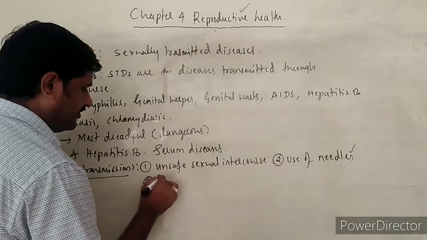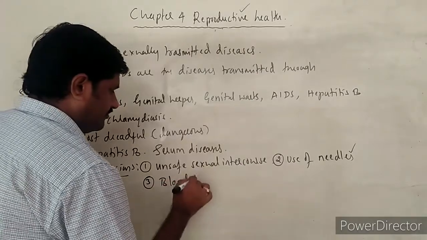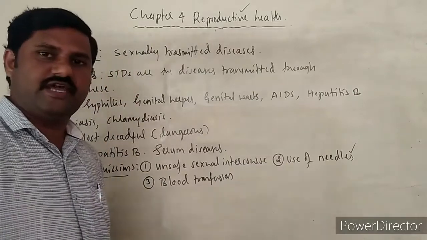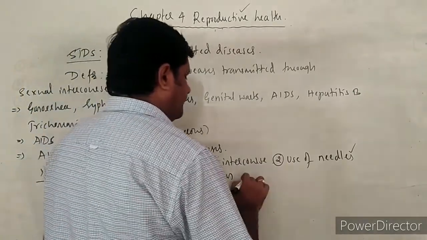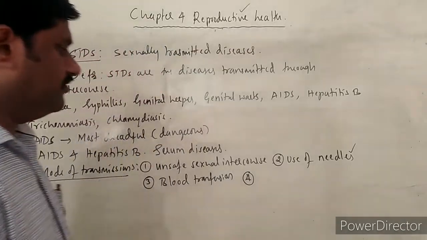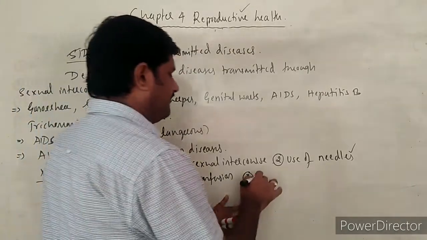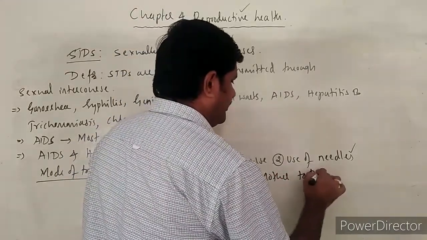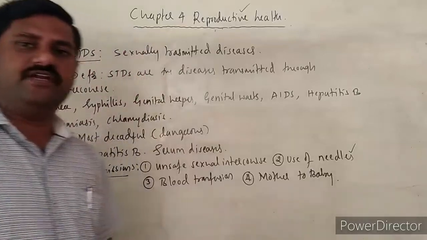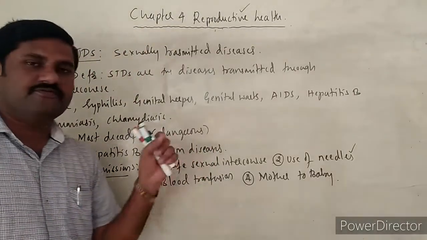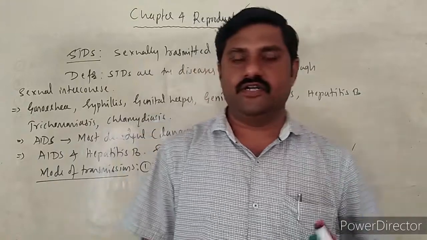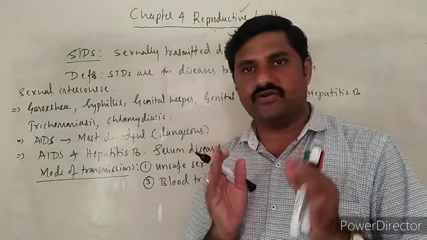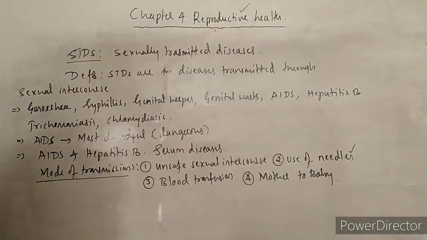And the third one is blood transfusion that takes place from the infected person to the healthy person, right? And the fourth one, very important, is from infected mother to baby. These are the four modes of transmission of these two diseases, AIDS as well as hepatitis B. We have to concentrate on these first, right?